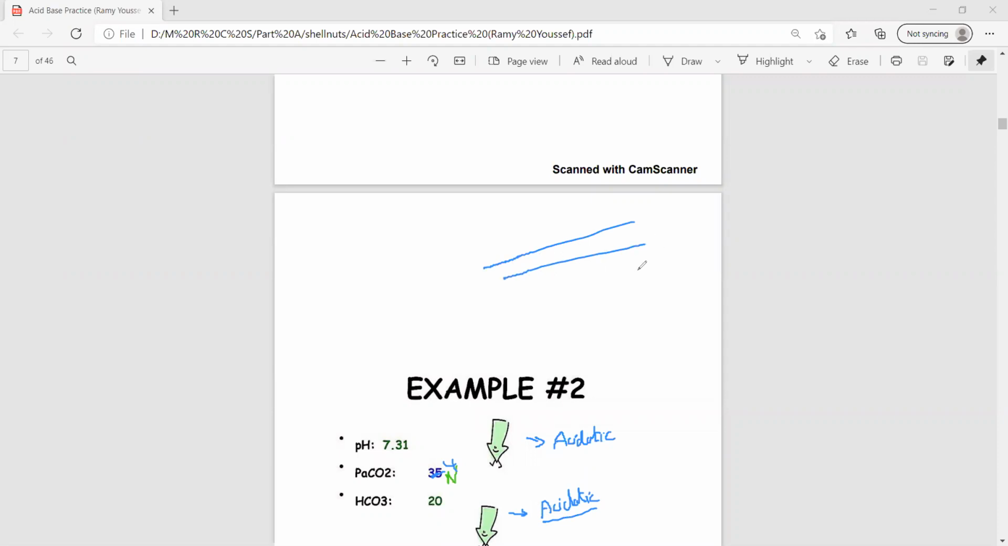Let's make the table for more ease. Acid, normal, alkalosis. What is the pH? The pH is acidotic. What is the CO2? CO2 is normal. What is HCO3? HCO3 is acidotic. So what is the problem?